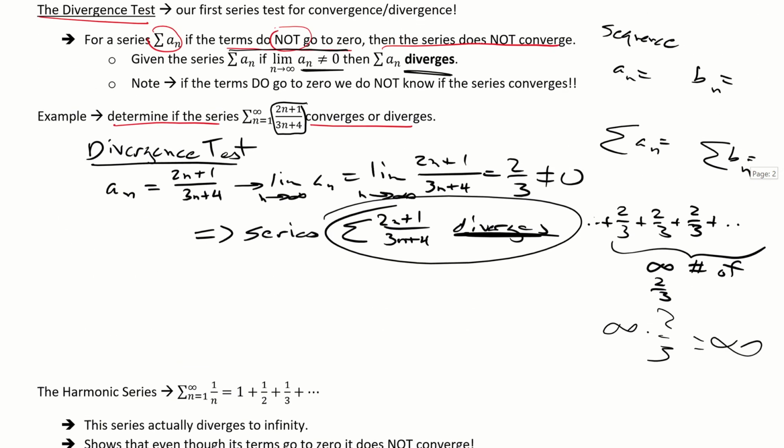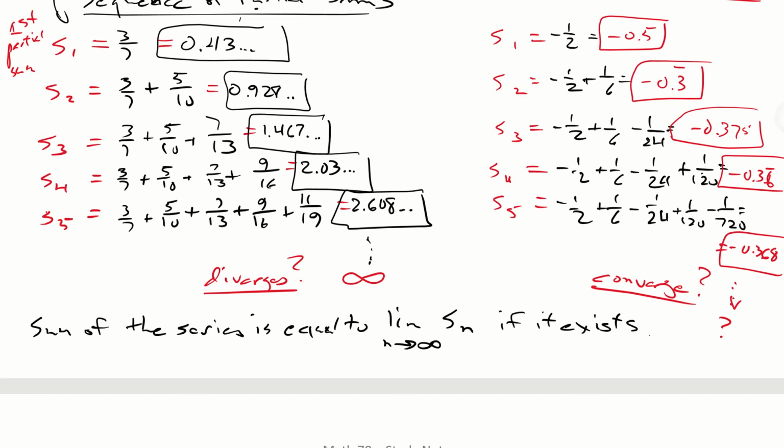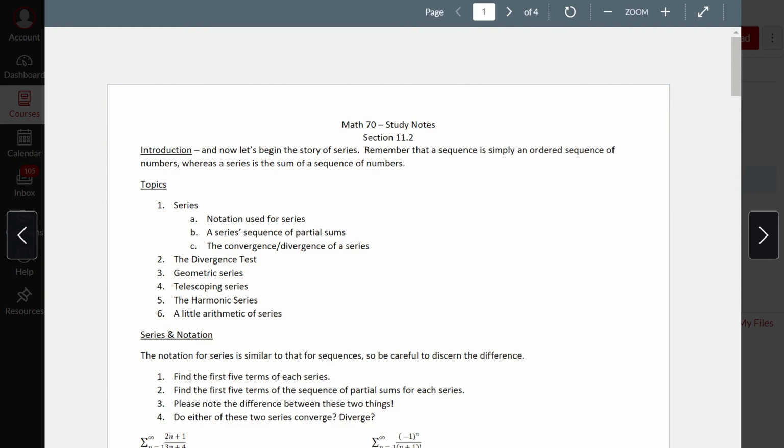I'll say one more thing, and this is an important part of this test. Note, if the terms do go to 0, we do not know if the series converges or not. Okay? So what does that look like? Well, here's a series down here.